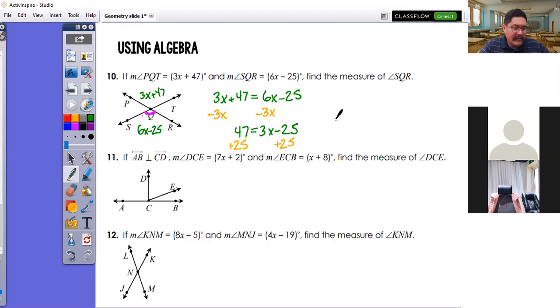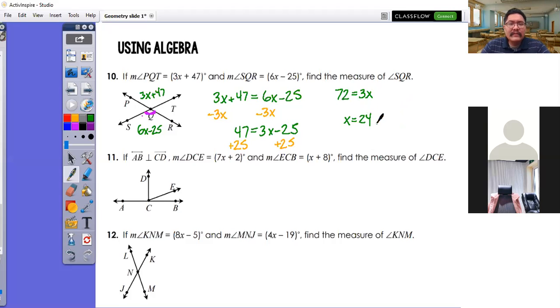All right, so let's see what we got here. 47 plus 25, and that's going to be 72. So 72 equals 3x. So what times 3 is 72? Well, I know this one right here. I was going to use a calculator, but I know this one right off because I know 3 times 25 is 75. And 75 and 72 have a difference of 3, so that means minus 1. So 25 minus 1 is 24.